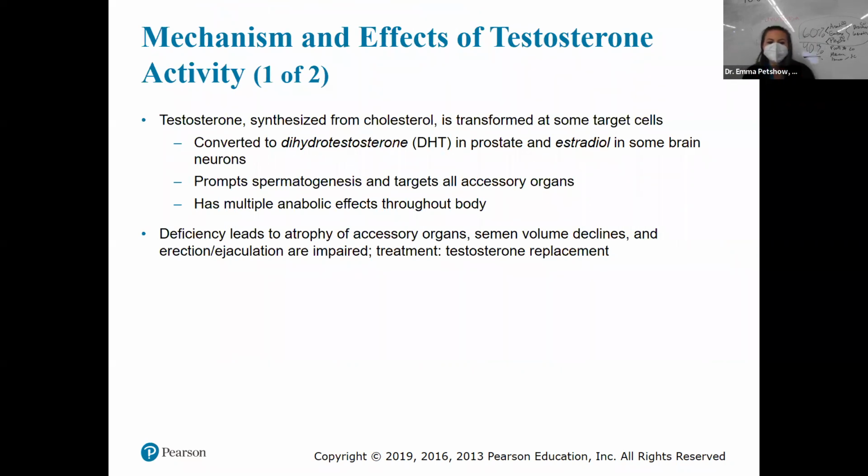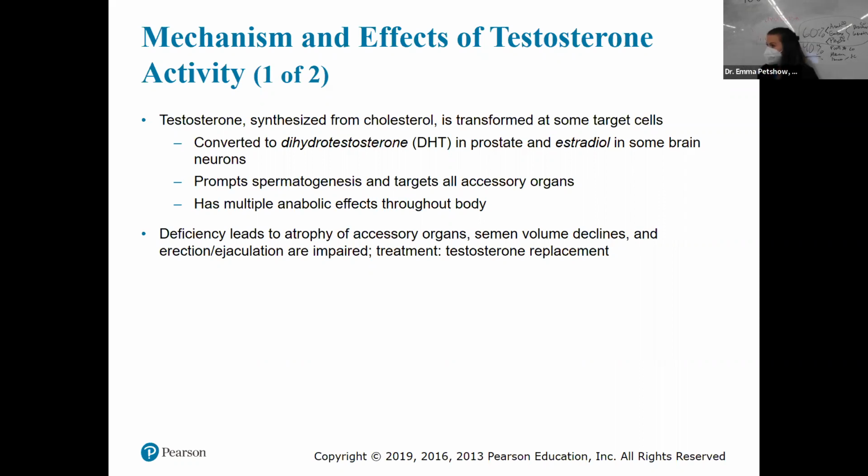So testosterone does come from cholesterol. It's converted to dihydrotestosterone, DHT, in the prostate, and estradiol in some brain neurons. That's why men have estrogen too. Again, it prompts spermatogenesis and affects our target organs.